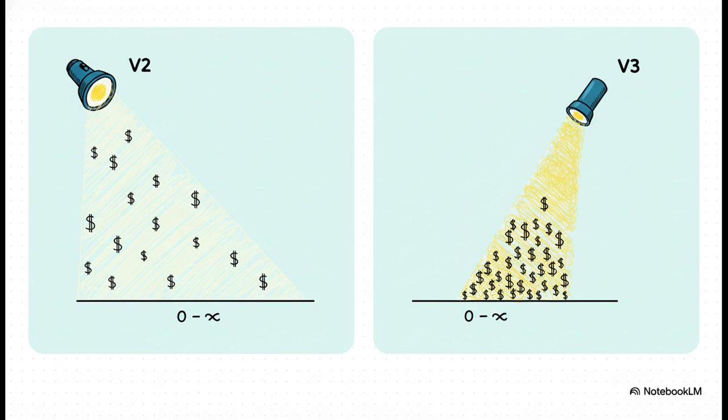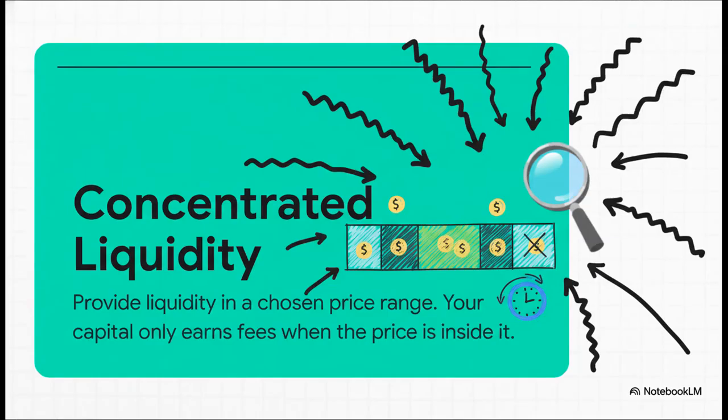Now, Uniswap v3, that's a spotlight. You get to aim it. You focus all of your capital right where the action is in a tight little price range, making every single dollar pull its weight. And the official name for this whole spotlight idea is concentrated liquidity. This is the big kahuna, the main innovation. Instead of just throwing your money into a pool and hoping for the best, you're now an active participant. You tell the protocol, hey, I want my money working right here. But, and this is key, remember you only earn those juicy fees when the price is actually inside the range you picked.